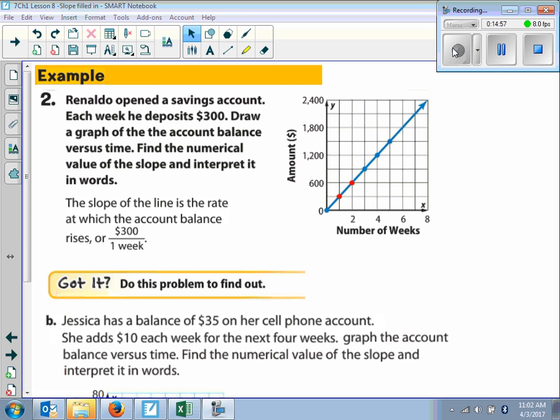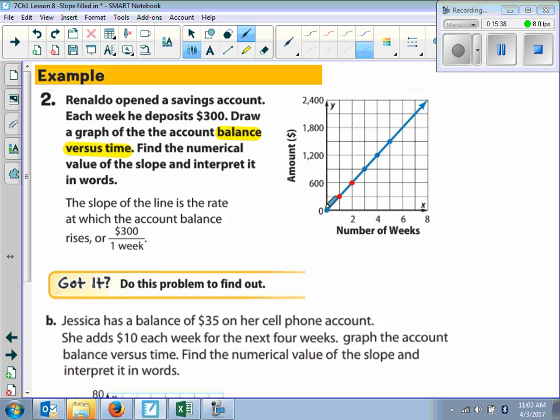All right, example 2 says Ronaldo opened a savings account and each week he deposits $300. We want to draw a graph of the account balance versus time. So here we're looking at balance over time, right? Then it says find the numerical value of the slope and interpret it in words. So here's our graph, with the number of weeks and the amount that he has in his account balance. When we graph, you can see that he deposits $300 every week, right?